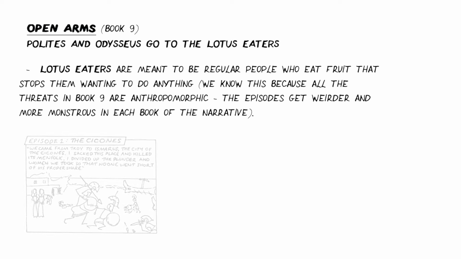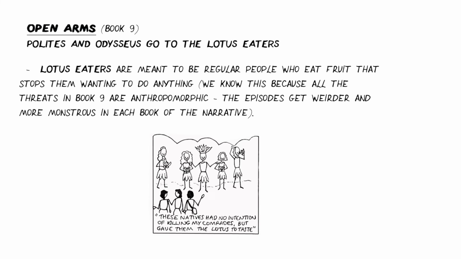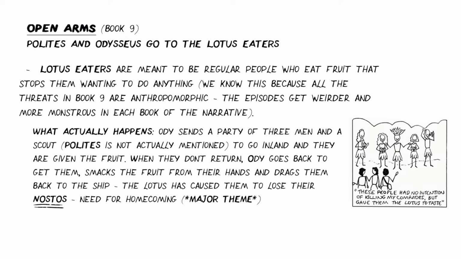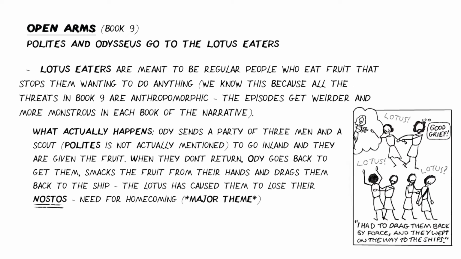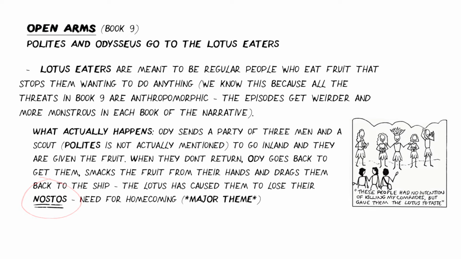The Lotus Eaters are one step further away from being human because they lack this thing that apparently makes people human, according to Odysseus, right? Nostos. This is what they remove from his men, the willingness to go home, the willingness to be active, to do anything. They are inactive. They are nothing. They are teenagers on a bank holiday. And when his men that he sends, 3 men and a scout, don't come back, he goes and gets them back like an angry dad, okay? He smacks the fruit from their hands, he drags them back to the ship, and this is a major theme, the loss of Nostos, the need for homecoming, right?